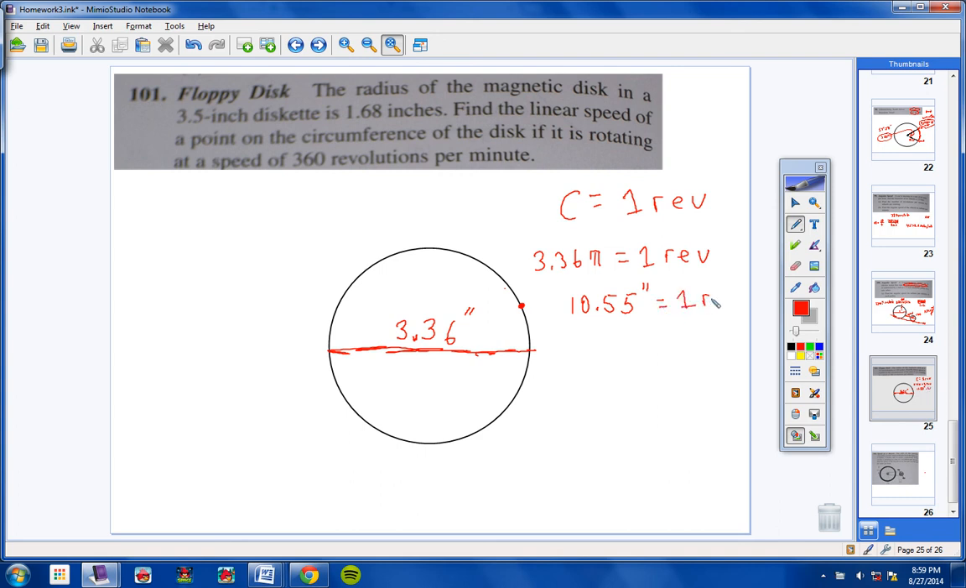Now that's a big help, okay? Now we know that 1 revolution is this many inches. Okay, now here's what we have. Please watch carefully, students. Here's what we have.